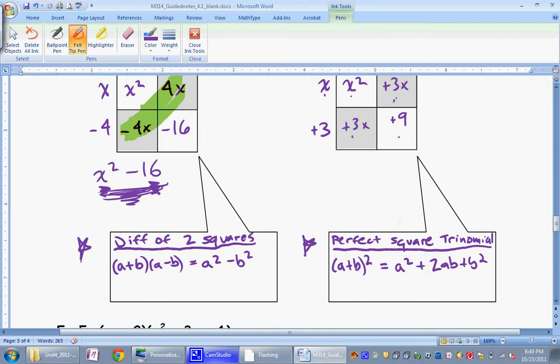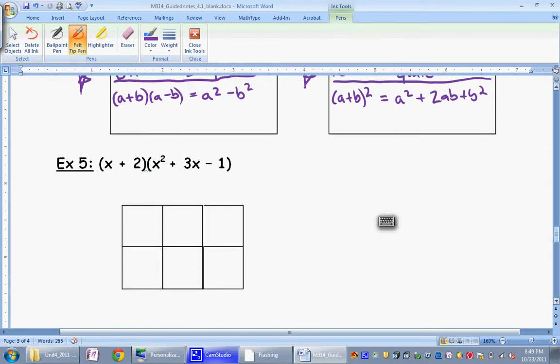And by the way, this box method works even if you have, say, a binomial times a trinomial. We could still make it work. So let's say x squared plus 3x minus 1 and x plus 2. You can expand these boxes out to fit as large or small of polynomials as you have. So x times x squared is x cubed. X times 3x is 3x squared. X times negative 1 is negative x. And continuing on, 2 times x squared is 2x squared. 2 times 3x is 6x. And 2 times negative 1 is negative 2.